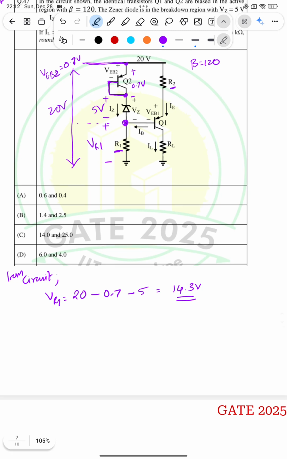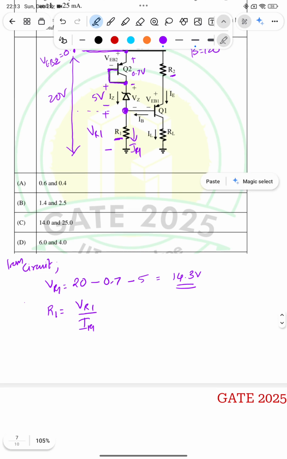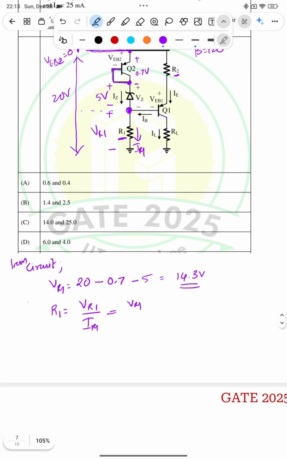Fine. So the question is to find R1. R1 will be equal to VR1, the voltage across this resistance R1, divided by the current through R1, which I will call IR1. So what is IR1? IR1 is the current at this node. If we apply KCL at this node, IR1 will be equal to IZ, the current through the Zener diode, plus the base current IB.